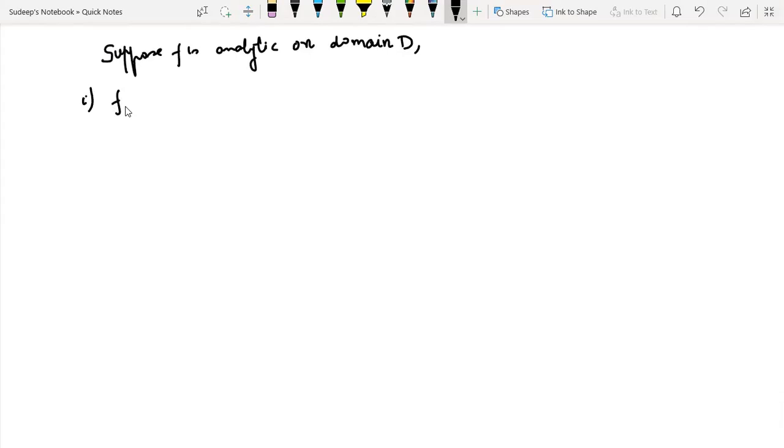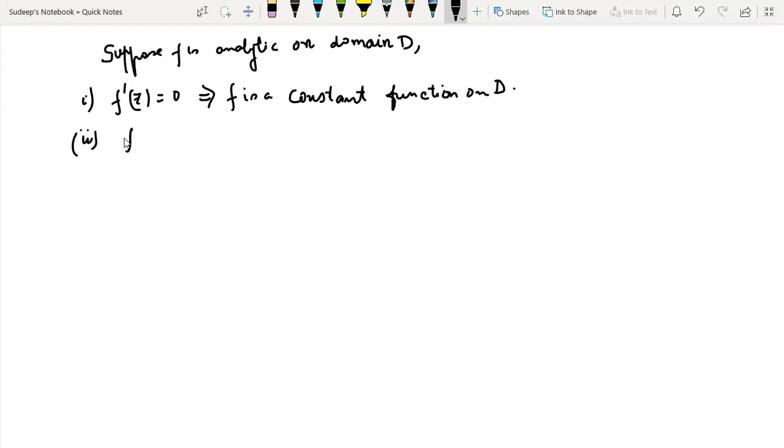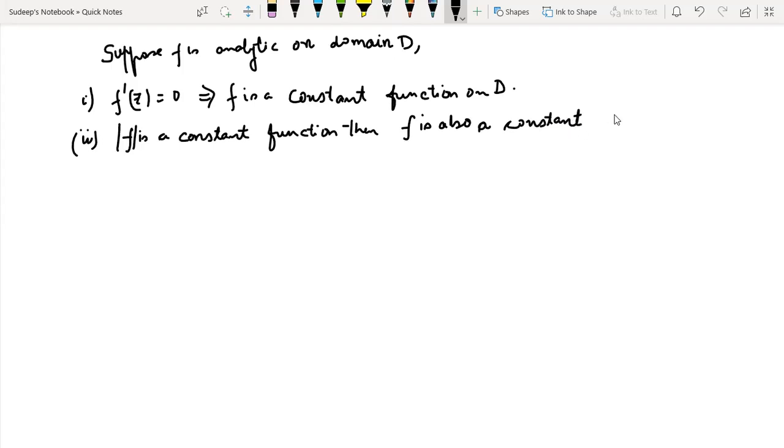And the first result we had already discussed: if f dash z is equal to 0, it implies that f is a constant function on D. The next result that we were discussing in the last session was that if f is analytic on domain D and mod f is a constant function, then f is also a constant function. These two results we've already discussed.